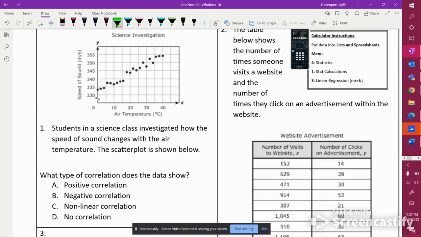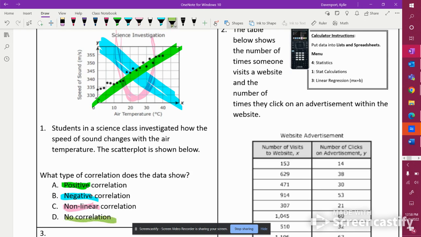So first, we're going to talk about correlation in general, okay? A positive correlation is one that looks like this. Your negative correlation goes the opposite direction. A nonlinear correlation would be something such as a U, and no correlation would be just random dots all over the place.